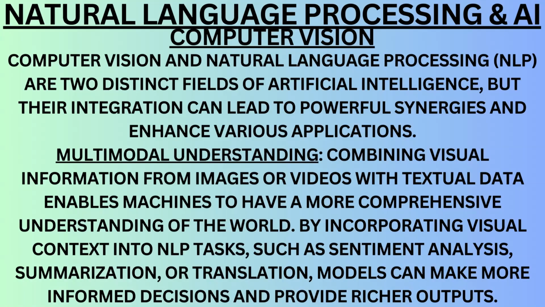Computer vision. Computer vision and natural language processing are two distinct fields of artificial intelligence, but their integration can lead to powerful synergies and enhance various applications. Multimodal understanding. Combining visual information from images or videos with textual data enables machines to have a more comprehensive understanding of the world. By incorporating visual context into NLP tasks, such as sentiment analysis, summarization, or translation, models can make more informed decisions and provide richer outputs.